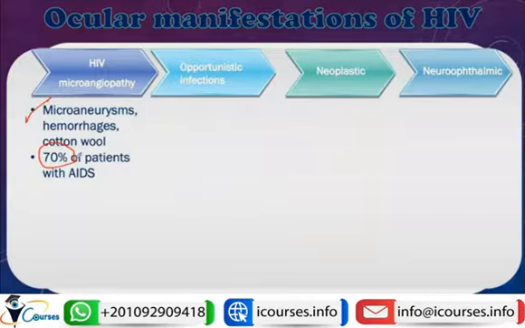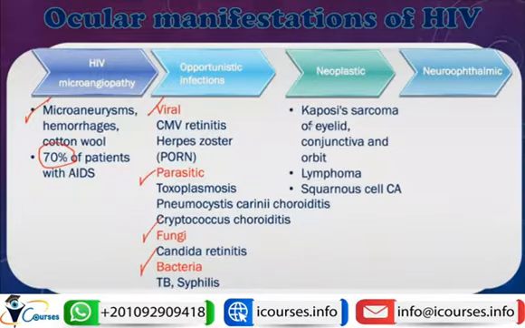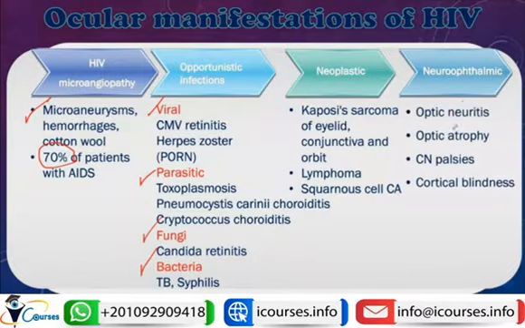Opportunistic infection can be viral, parasitic, fungal, or bacterial. It can present with tumors like Kaposi sarcoma, lymphoma, and squamous cell carcinoma, or neuro-ophthalmic disorders such as optic neuritis, optic atrophy, cranial nerve palsy, and cortical blindness. So these are the ocular manifestations of HIV when the CD4 count decreases.